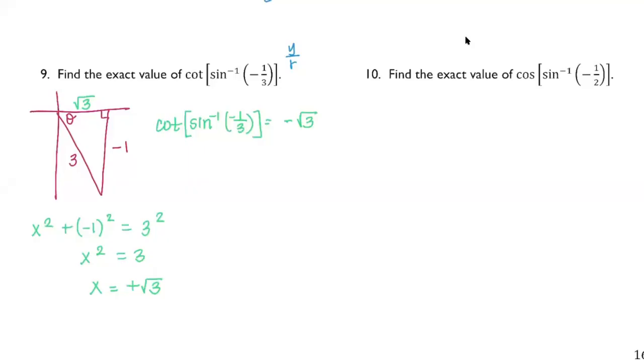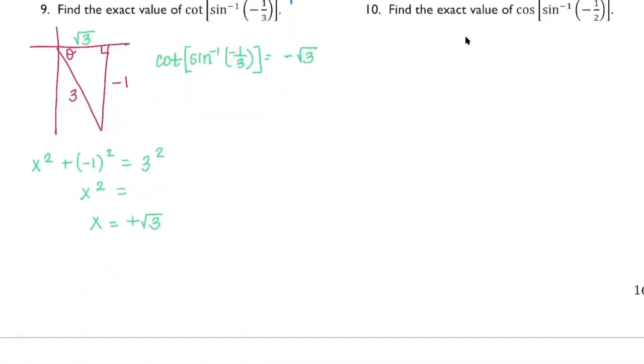Okay, using the Pythagorean theorem, the side we're missing is x. So x squared plus y squared, which is (-1) squared, equals r squared, which is 3 squared. And whoops, that's not correct. Hold on, let me fix that. 3 squared is not 3, it is 9. And when you subtract 1, that's going to make x the square root of 8, which is 2√2. So let's try this again. Okay, so x is 2√2.